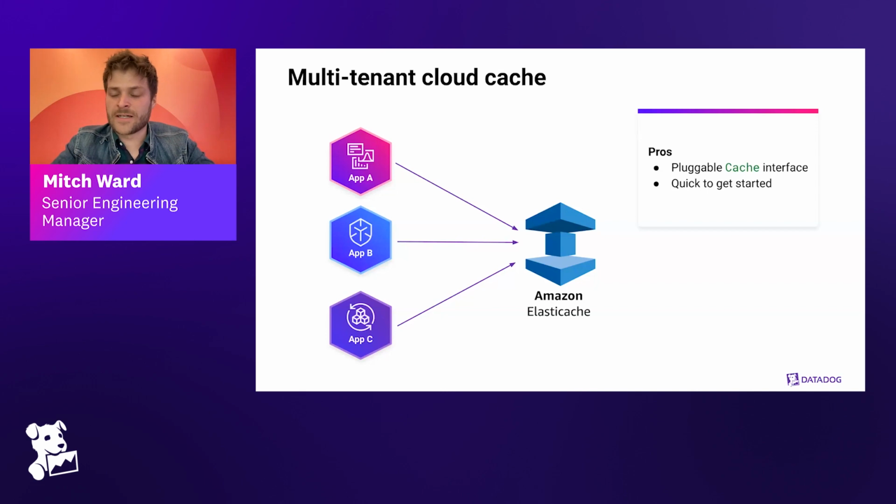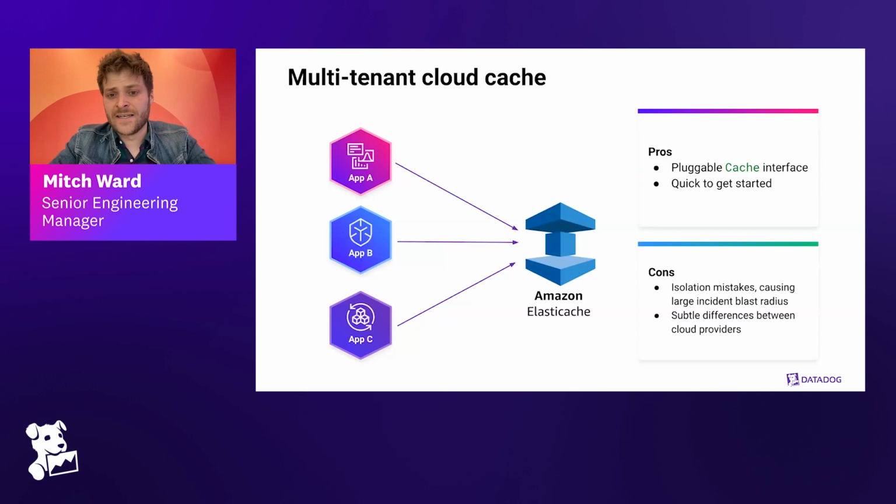And also just being quick to get started, right? Elasticache is a nice managed service. People get caches running quickly. Some of the issues with this approach, I guess, were first isolation mistakes, where we had a single large cache, and that meant that whenever there was an incident, there was a pretty large blast radius. Now, it's easy to say that maybe we could have just run multiple Elasticaches, but that was the situation of the smaller company. Also, as Datadog has started moving to multiple cloud providers, there have been some nuances between the managed caching offerings of the different cloud providers, and that was a bit of a challenge.